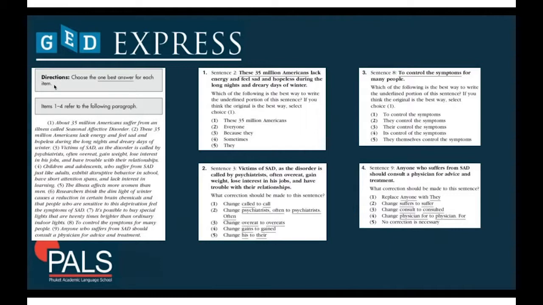Sentence 9. Anyone who suffers from SAD should consult a physician for advice and treatment. What correction should be made to this sentence? If your answer is number 5, then you are correct. There is no correction necessary in this sentence, because anyone who suffers from SAD should consult a physician for advice and treatment, which means it's not particularly about anyone in the story, but just anyone in the world in general.